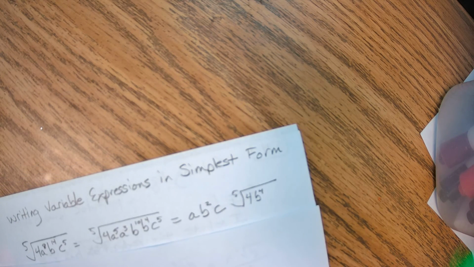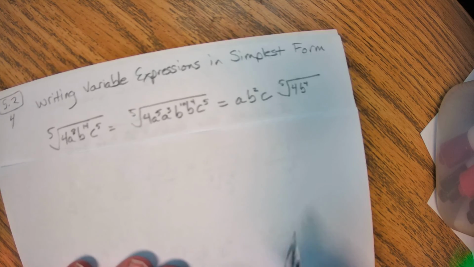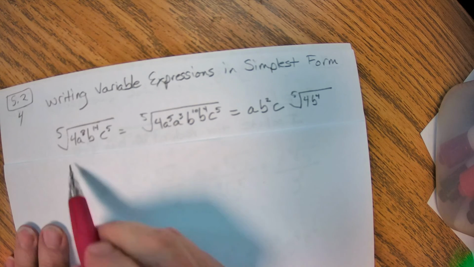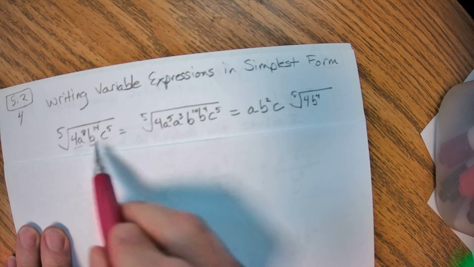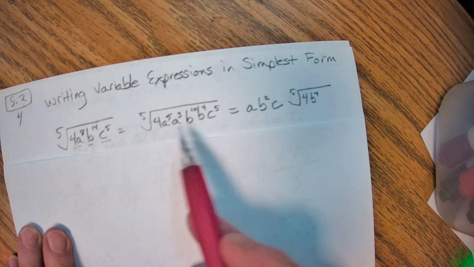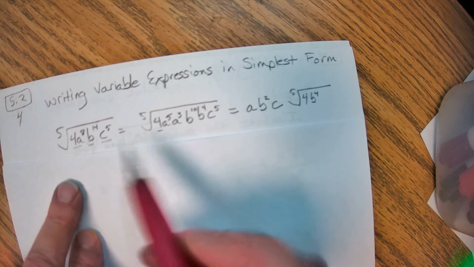Okay, so now we're going to write variable expressions in simplest form. The thing I want you to look for here, this looks really daunting, doesn't it? Like, oh my gosh, how are we going to do this? I want you to just concentrate on one term at a time. There's nothing I can do to simplify the 4. I'm just going to rewrite it.